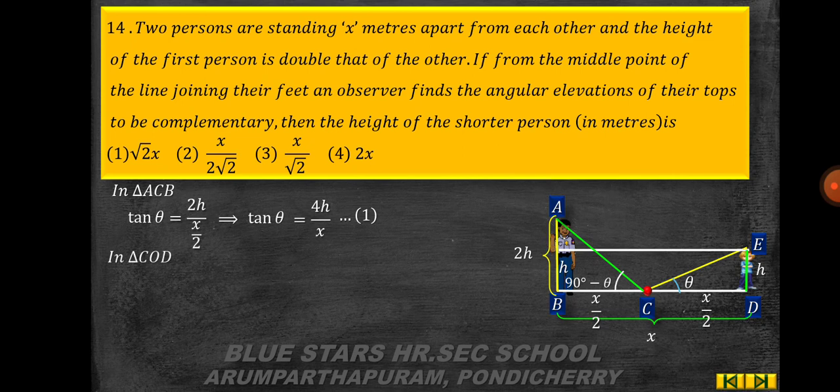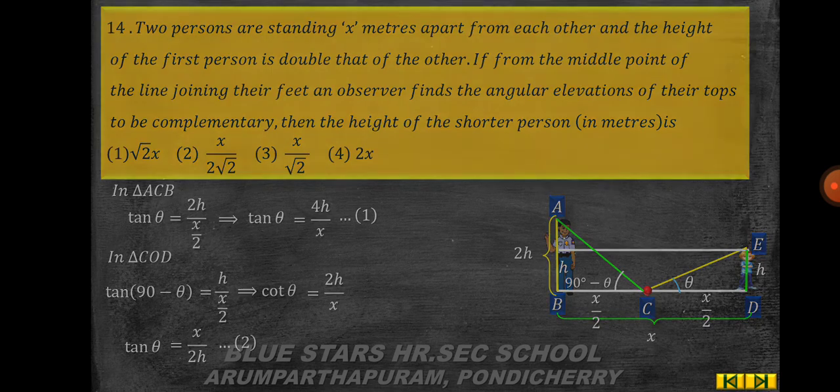Then next, in triangle COD, tan 90 minus theta is equal to H divided by X by 2, which implies tan 90 minus theta is cot theta. So cot theta is equal to 2H by X. Tan theta is equal to X by 2H, because 1 by cot theta is tan theta. This is equation number 2.